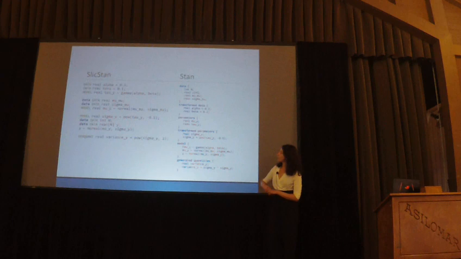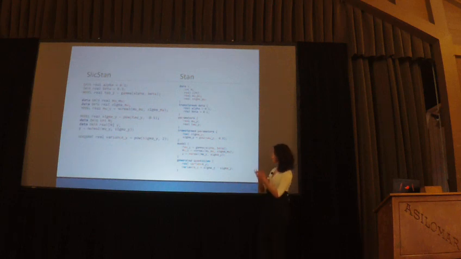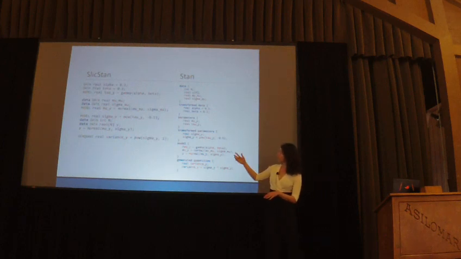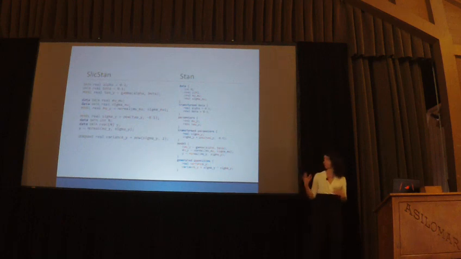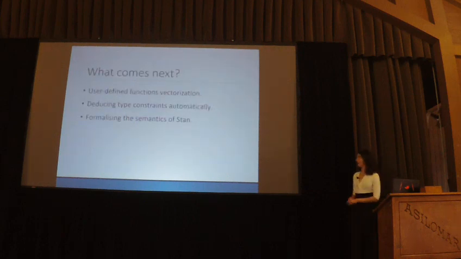So again, we have alpha and beta being of level data, but they are also assigned to, which means that they have to be transformed data rather than data. We have sigma y, which is of level model, but has been assigned to, so it has to be transformed parameter rather than parameter, and so on. And really, that's what we have currently.